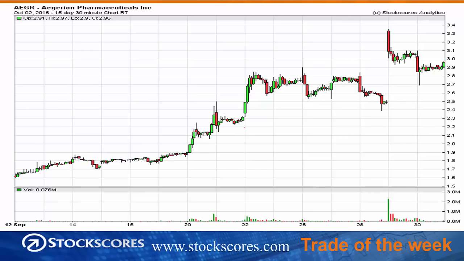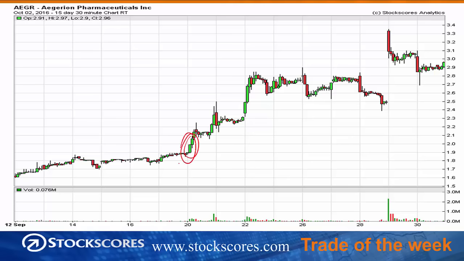One of my favorite things to do is look for what I call action candles. On the StockScores market scan, you have the ability to scan for stocks making statistically significant price moves with statistically significant volume. When I see that happening, it's often a sign that the market is beginning to speculate on some big fundamental change. So here's the interesting one with AEGR.